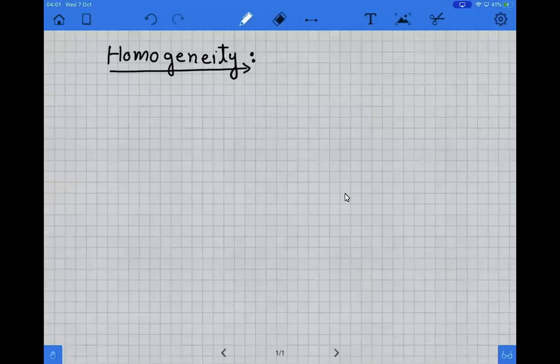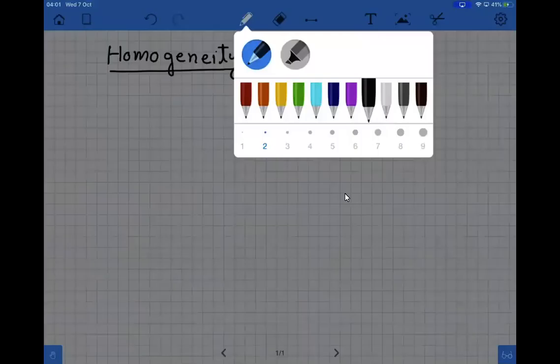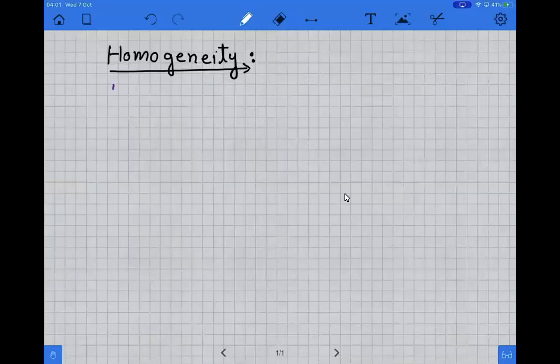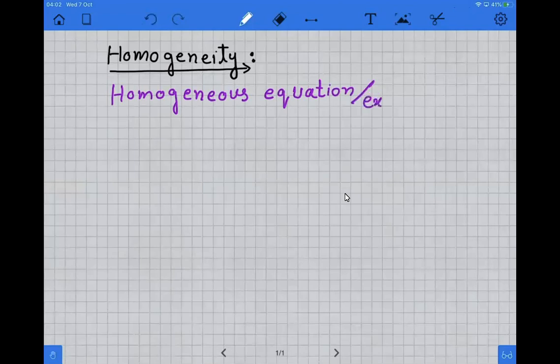The topic that we are going to cover is homogeneity. Now, first of all, we need to define a homogeneous equation. A homogeneous equation, or sometimes expression, because it could be an inequality. So, homogeneous equation or expression.